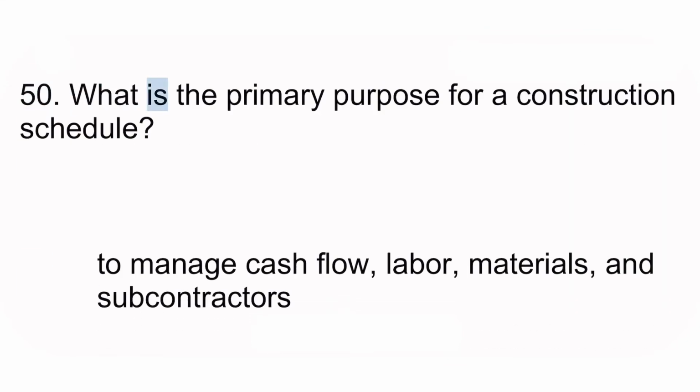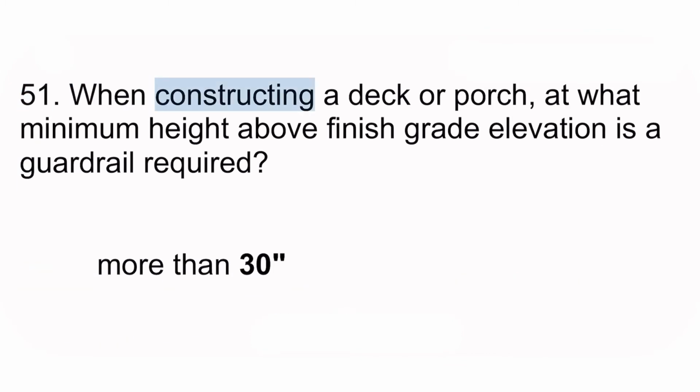50. What is the primary purpose for a construction schedule? To manage cash flow, labor, materials, and subcontractors. 51. When constructing a deck or porch, at what minimum height above finish grade elevation is a guardrail required? More than 30 inches.